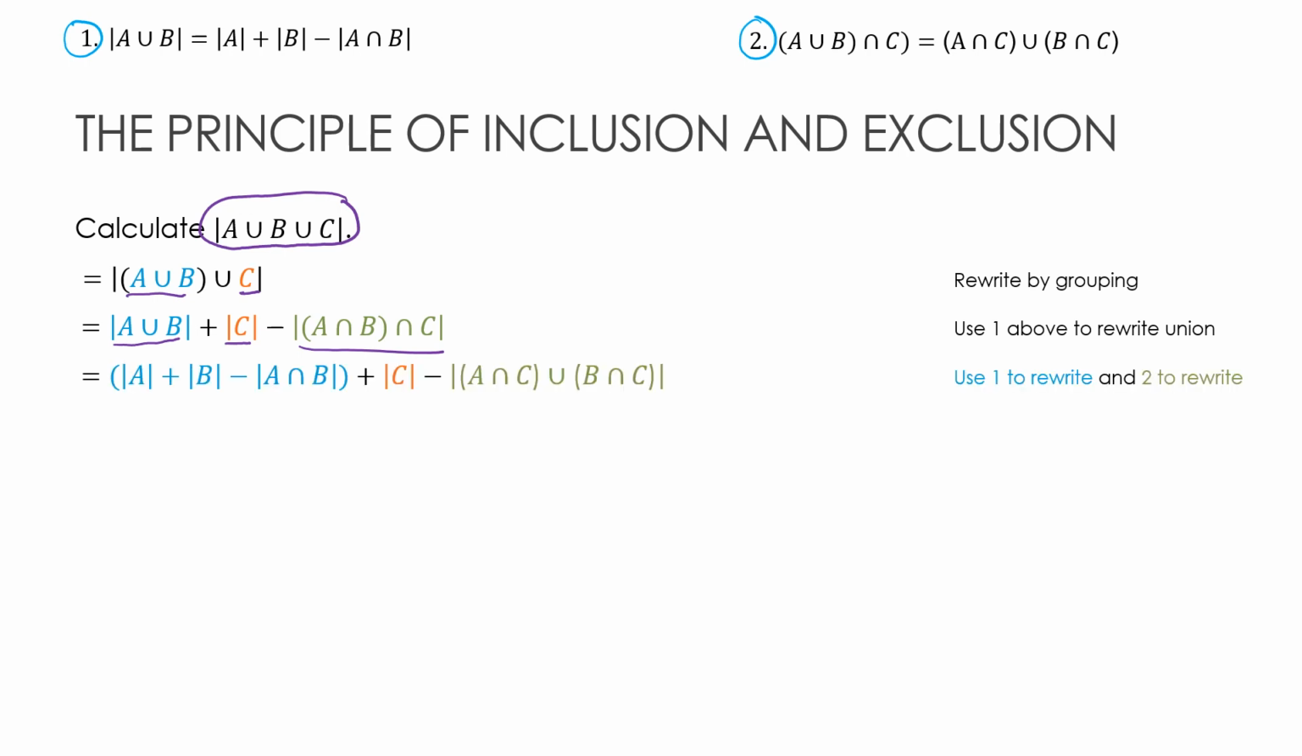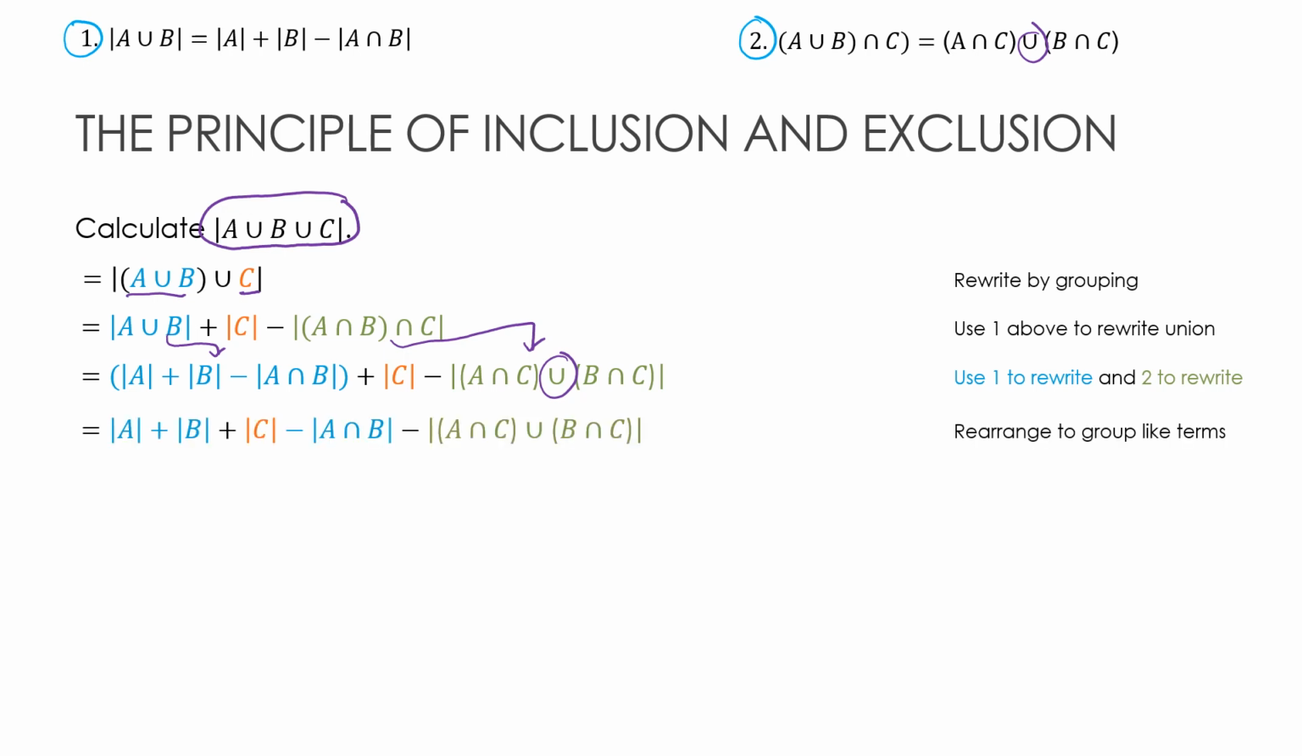Then I'm going to take, and I tried to color code for you, so hopefully that helped, A union B. Again, I used number 1. And then this guy, I used number 2 to rewrite. So I'm just applying those principles. I had the union of the intersection of 2 sets. Now I'm just going to rearrange because I want any of these single sets together. So I've really just moved the C over, and that's it. Everything else stayed the same.